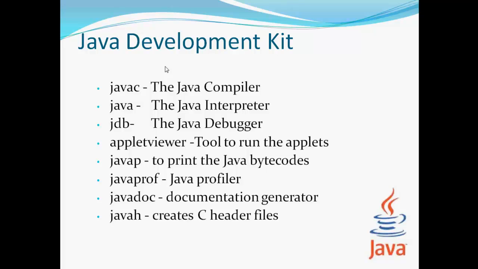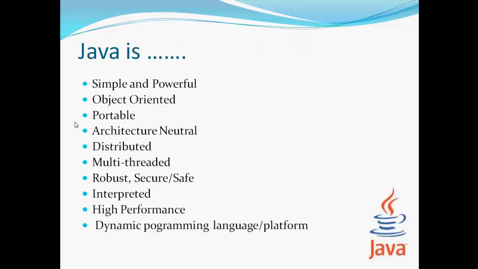Javac, the Java compiler. Java means the Java interpreter, and JDB is to debug our code. That is a debugger. And appletviewer is to run the applets. And javap is to print the Java bytecodes. Javaprof is the Java profiler. Javadoc is the documentation generator. Javah creates C header files.